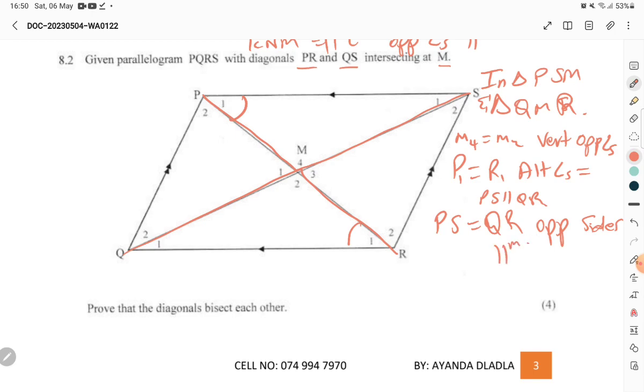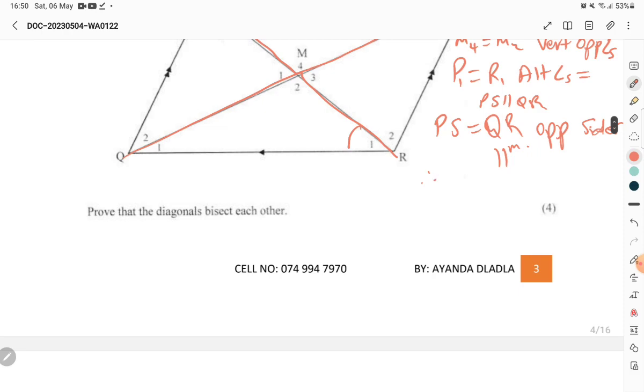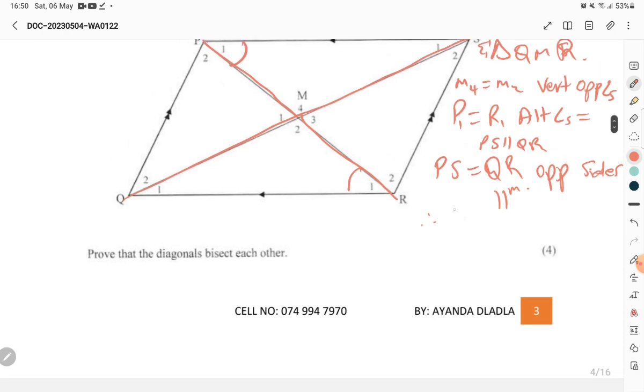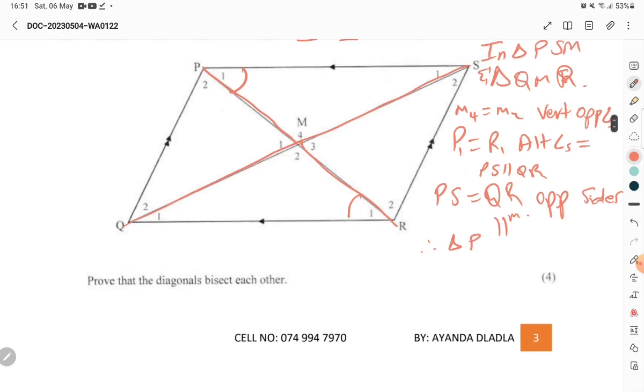So we have that. Therefore, triangle PSM is congruent to triangle QMR.